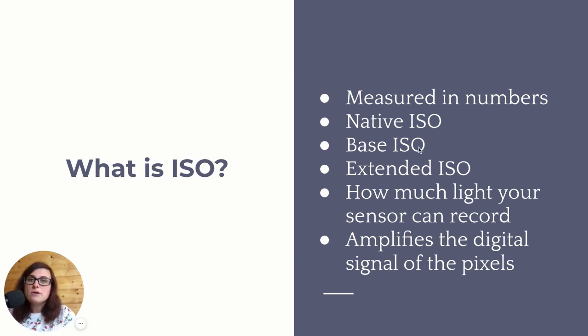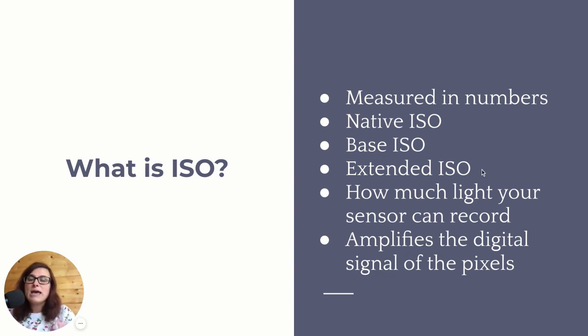Base ISO is the lowest end of this range. So if your range goes from ISO 100 to 6400, the base ISO will be 100. Some cameras have a base ISO of 200, so make sure to check this in your camera manual.